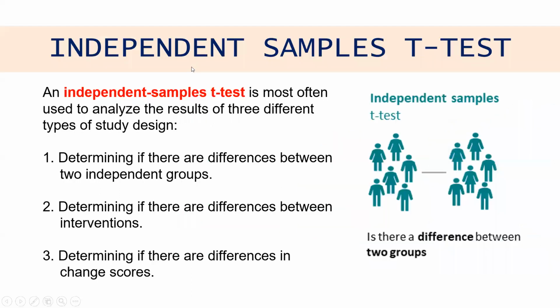Ma'am, please read. An independent sample t-test is often used to analyze the results of three different types of study design. Number one, determining if there are differences between two independent groups. Number two, determining if there are differences between interventions. And number three, determining if there are differences in change scores.